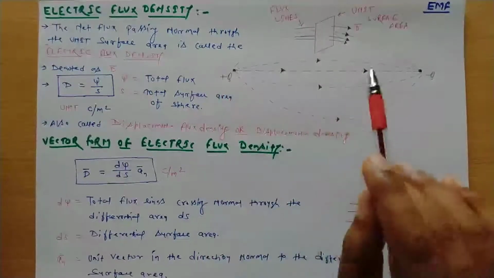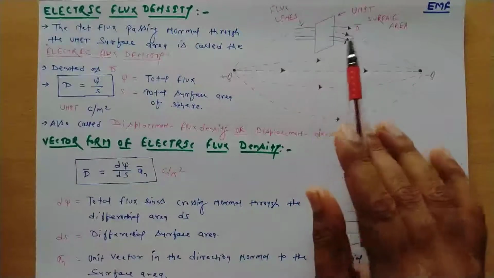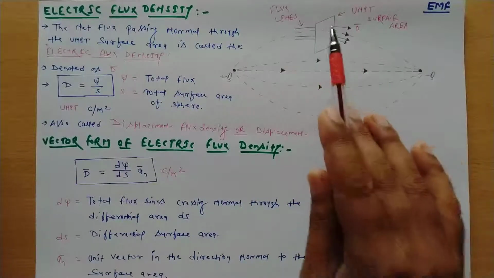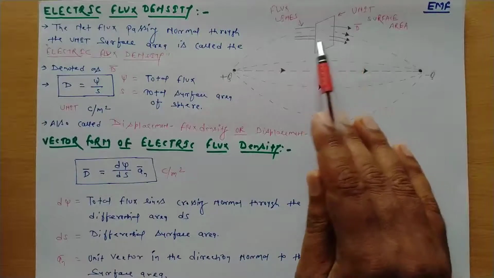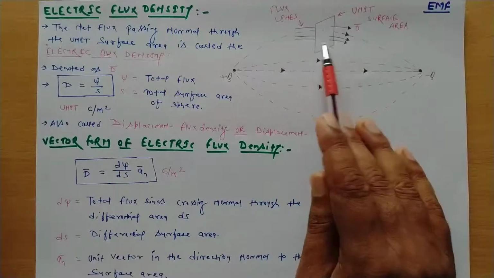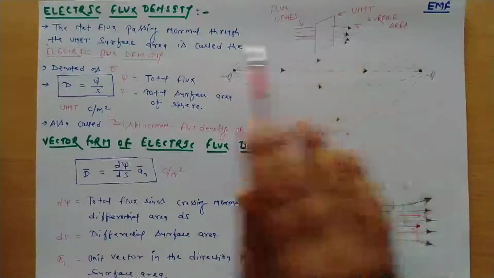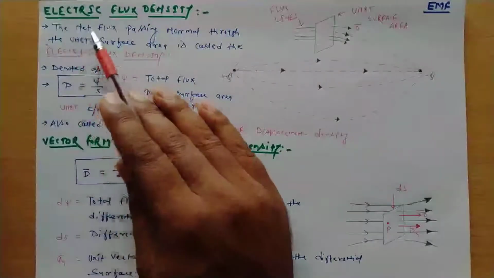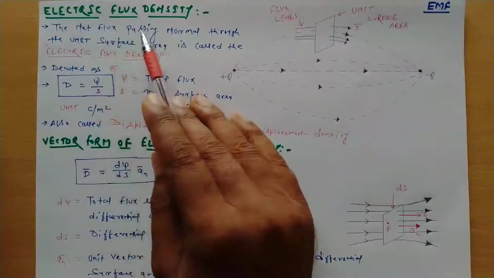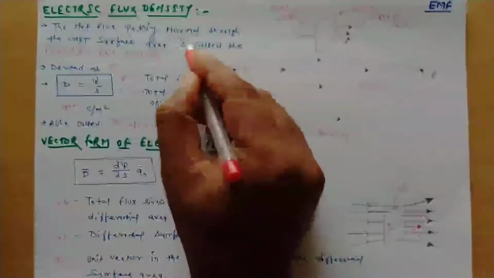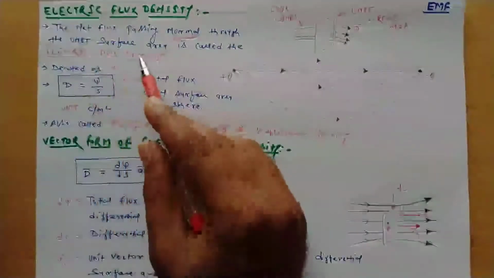So we can define the electric flux density as the total amount of the flux lines passing through this unit surface area. We can define the electric flux density as the net flux passing normal. It's very important. The net flux passing normal through the unit surface area is called the electric flux density.